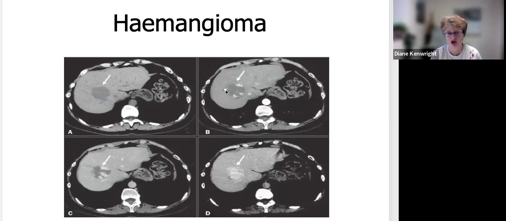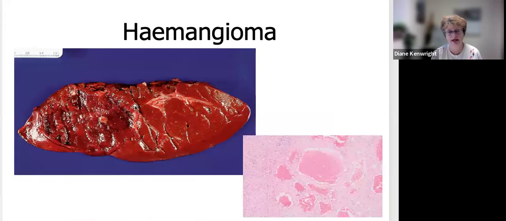So this is showing a sequence where the contrast goes through and collects in that hemangioma, and the radiologists are able to describe them quite confidently. Here we have one macroscopically, and microscopically they are dilated thin-walled blood vessels, as hemangiomas are anywhere in the body. So this is the most common liver tumor that you will see in about 1 in 10 CT scans.